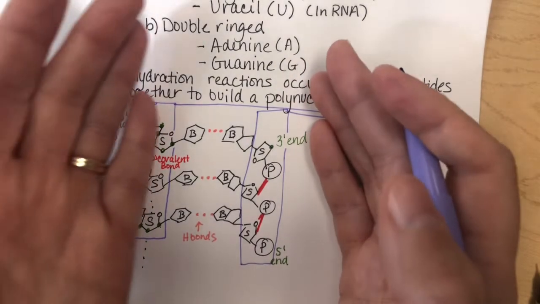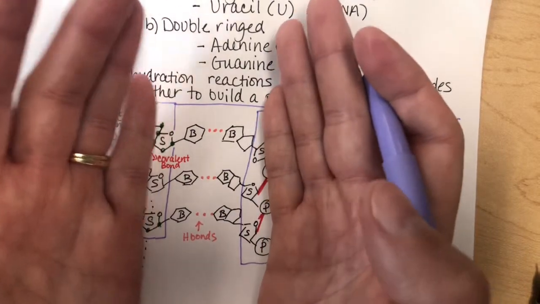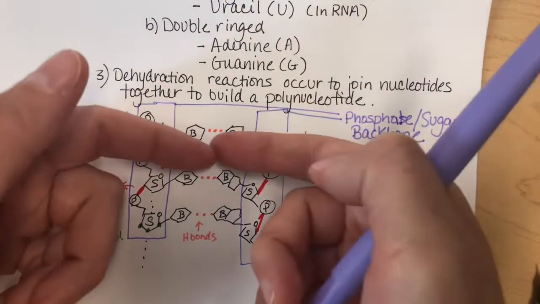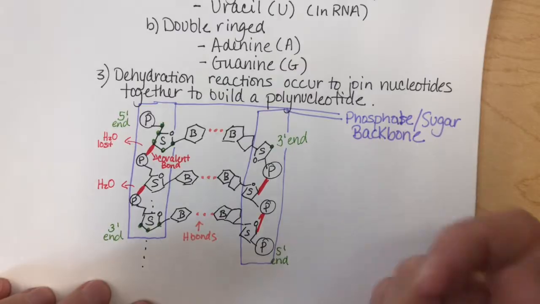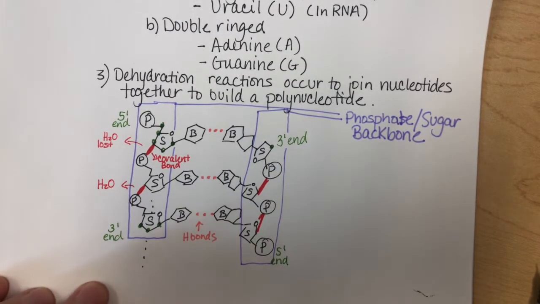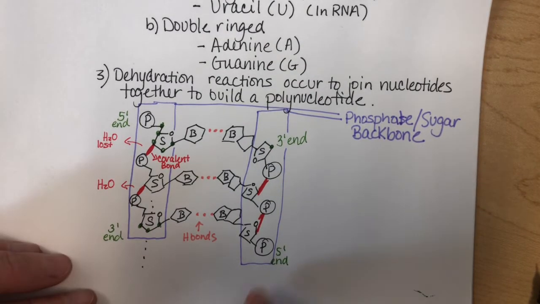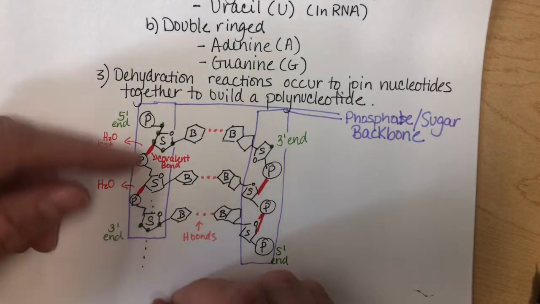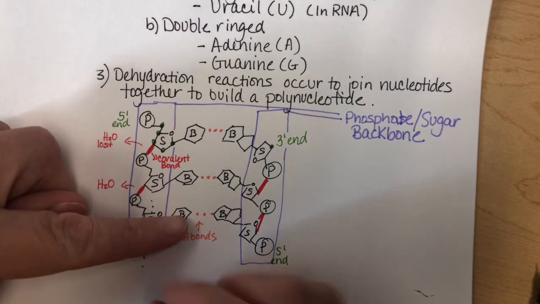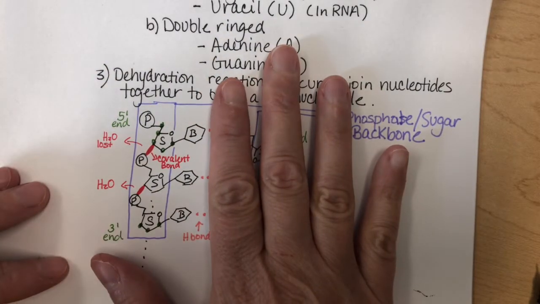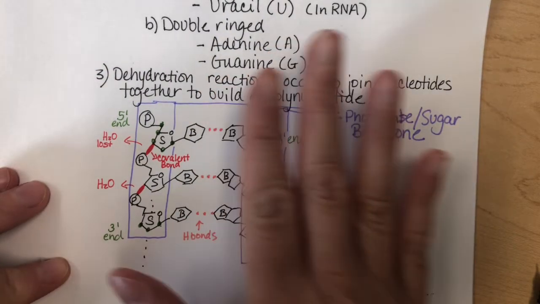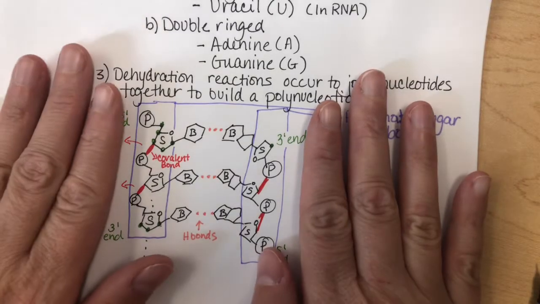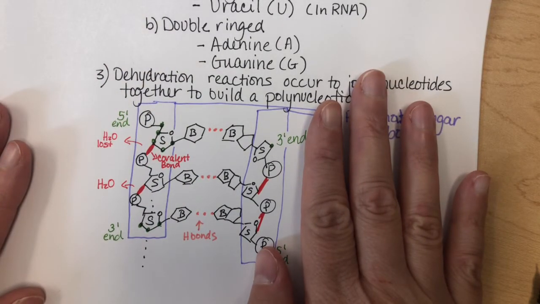If you think about a ladder, that's the edges of the ladder, and the bases are the rungs. That's what they mean by the backbone of a polynucleotide. So we could say a polynucleotide has a phosphate sugar backbone with bases sticking out. Sometimes it can be completed with one polynucleotide, and sometimes it's two if we're talking about DNA.